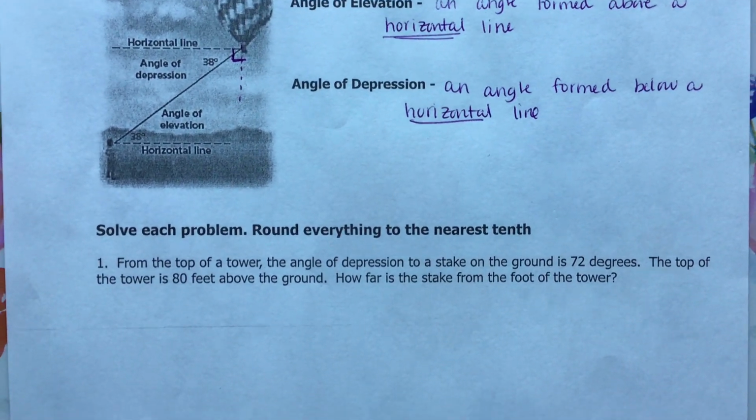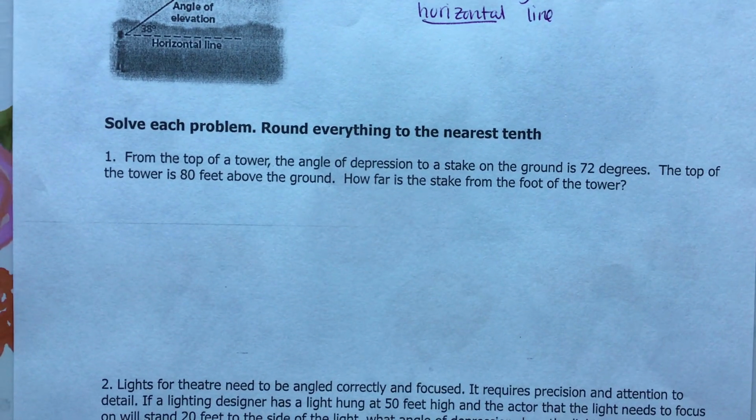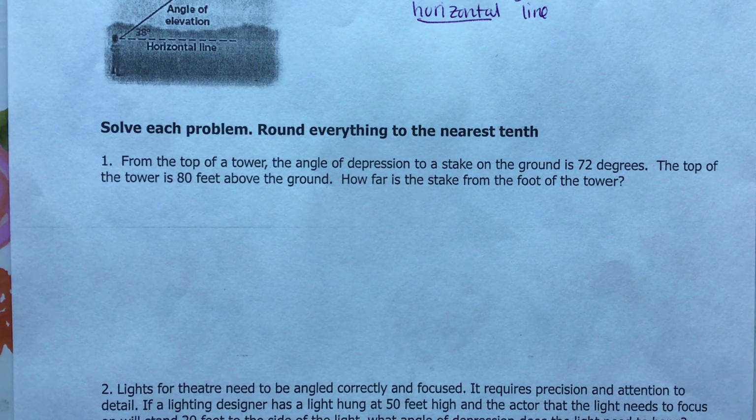In our first example, it says, from the top of a tower, the angle of depression to a stake on the ground is 72 degrees. The top of the tower is 80 feet above the ground. How far is the stake from the foot of the tower?